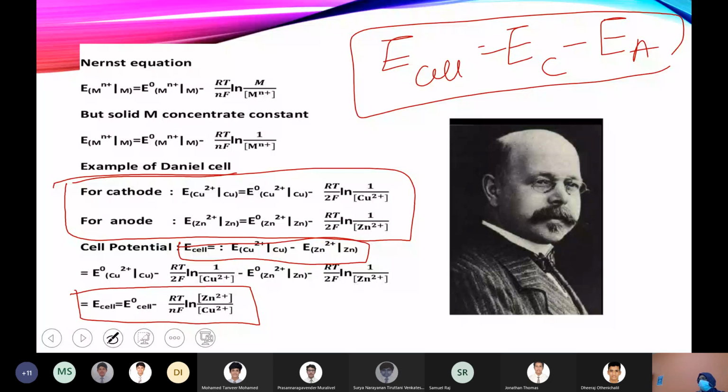That means E cell is equal to E0 cell minus RT by NF log of concentration of oxidized ion divided by concentration of reduced ion, because Zn is undergoing oxidation.